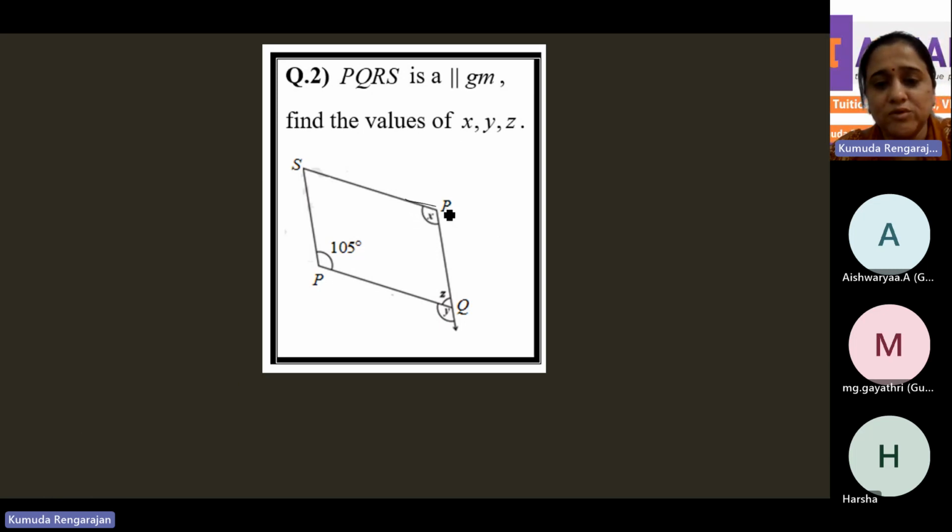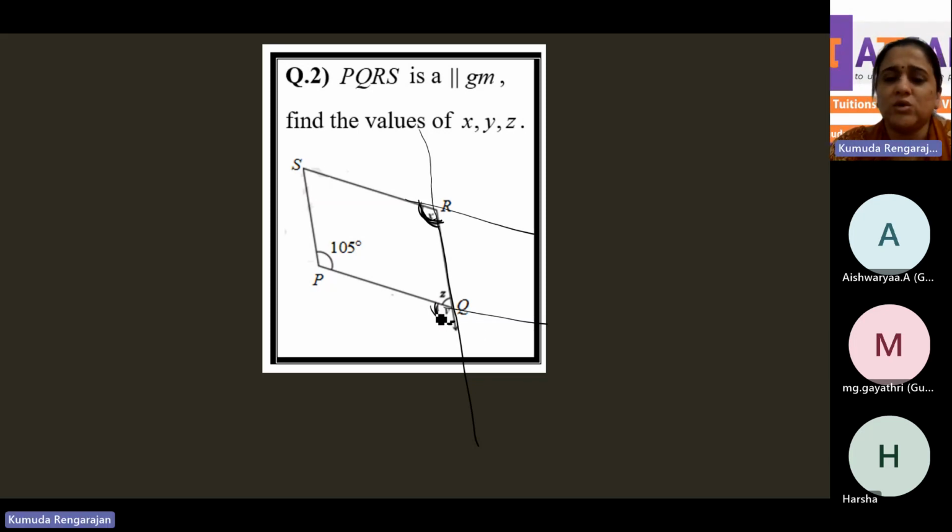So you can see them here. I'll produce this line. Only if you produce, you can identify. So can you see here? This angle here and this angle here, they are corresponding angles. So they're equal. Corresponding angles are equal. So directly you can say X is equal to Y.